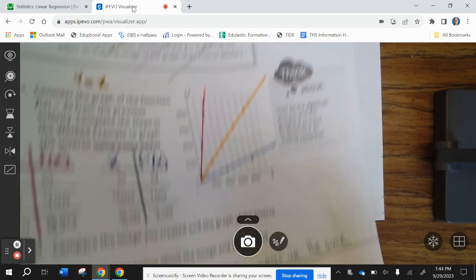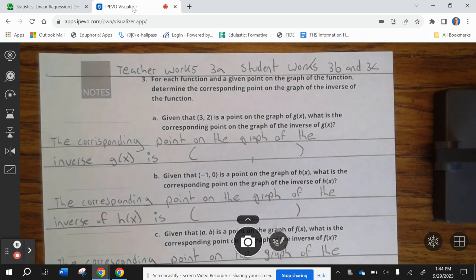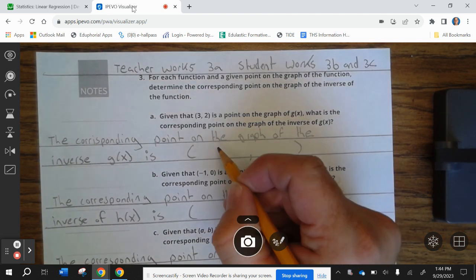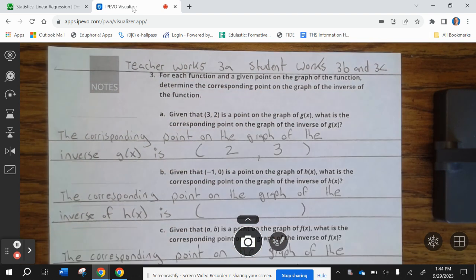All right, let's take a look at the next page. All right, teacher works through A, student works 3B and 3C. For each function and a given point in the graph of the function, determine the corresponding point in the graph of the inverse of the function. Given 3, 2 is a point on the graph g of x, what is the corresponding point on the graph of the inverse? The corresponding point on the graph of the inverse of g of x is 2, 3. That's all you have to do, is switch the x and y.